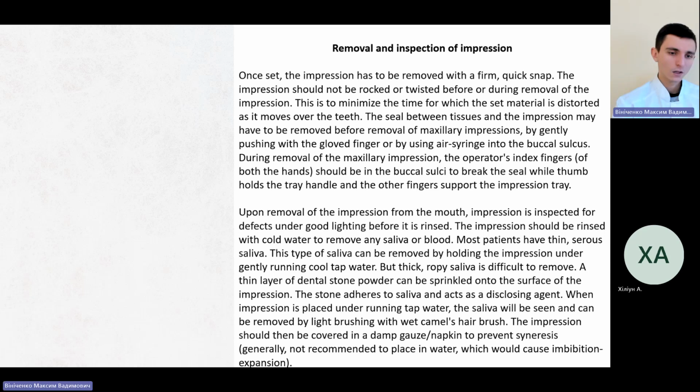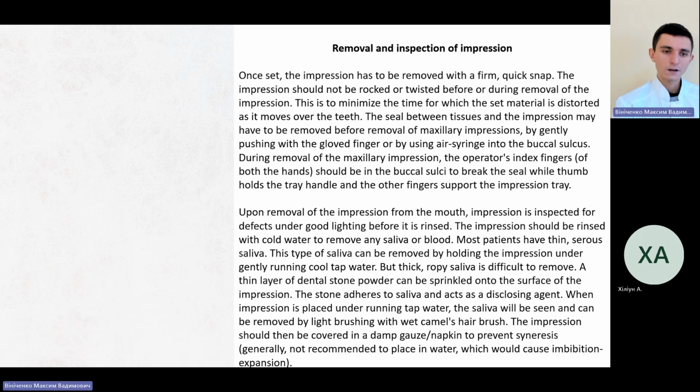The impression should be rinsed with cold water to remove any saliva or blood. Most patients have thin, serous saliva. This type of saliva can be removed by holding the impression under gently running cool tap water. But thick, ropey saliva is difficult to remove.